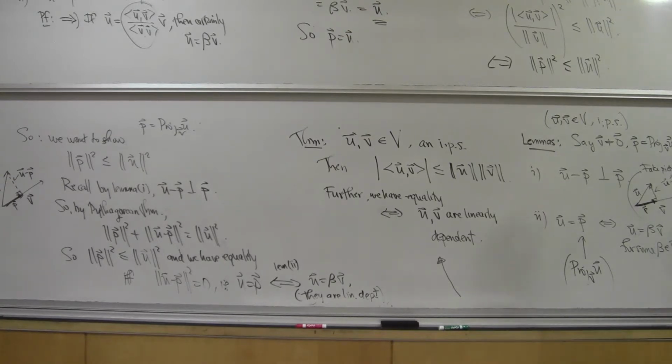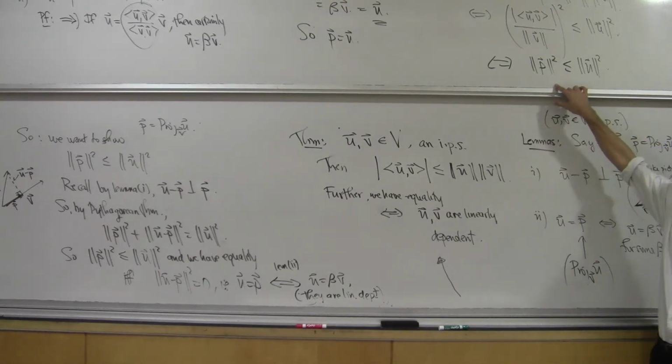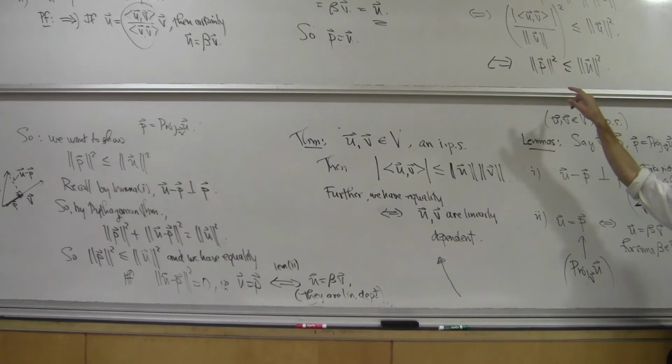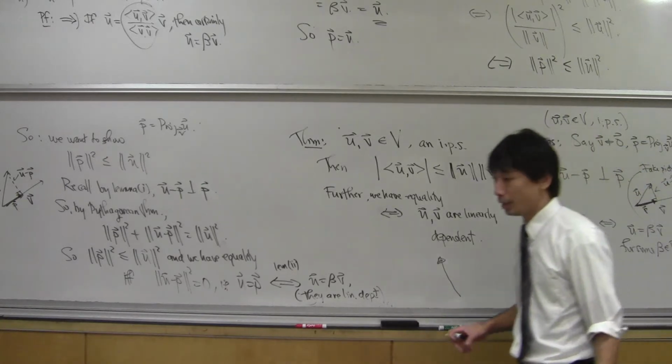You take the thing you're trying to show, and then you start messing with it, and you change it into something else entirely that's actually easier to understand. You're trying to show that the length of the projection is smaller than the length of the original, which kind of makes sense, and then you see what you need to do to get there. Okay, let's go on.